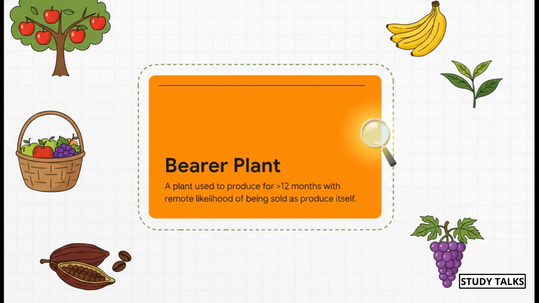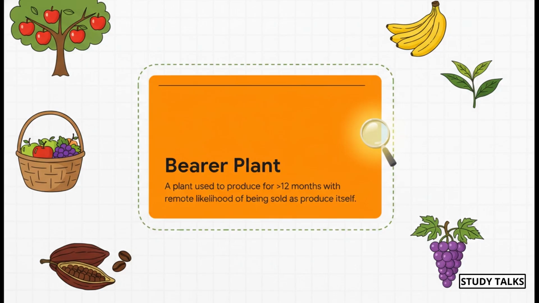That's it. Now for a topic ICAI absolutely loves to ask about, bearer plants. For a plant to be a bearer plant, it has to meet 3 conditions. 1, it's used to grow stuff. 2, it does this for more than a year. And 3, you have no real intention of selling the plant itself, only its produce. Think of an apple tree in an orchard. Its job is to make apples year after year. You're not planning to chop it down and sell it for wood.